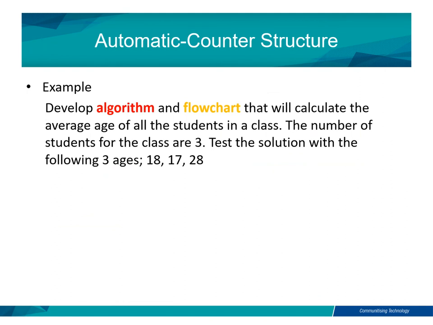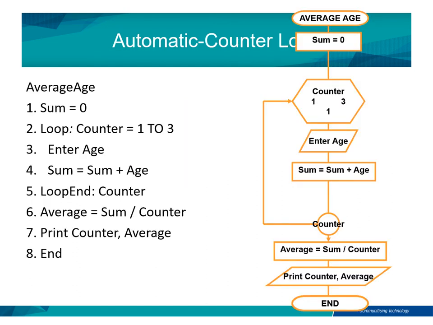How can we solve the same problem of average age by using the automatic counter structure? We are still using the same input, which is three ages: 18, 17, and 28. Try to look at this algorithm and the flowchart. We have a statement at line number 2, which is a loop, and we have a counter from 1 to 3. This represents the counter starting at loop number 1, loop number 2, and loop number 3. So we know that we have 3 iterations in this loop, meaning that we have to key in 3 times to enter the age in this case.